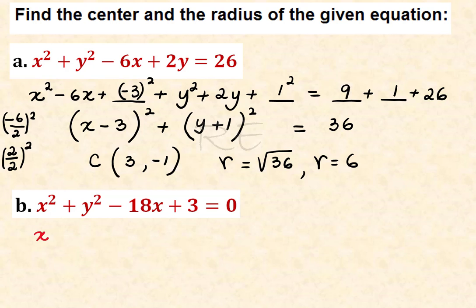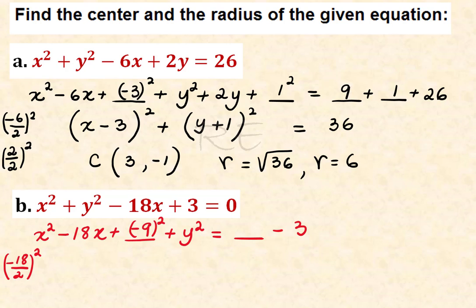Grouping the terms in x, we'll have x squared minus 18x plus the missing piece to complete the square, plus y squared, which is already a square, is equal to the missing piece, and then we transpose 3 minus 3. The missing piece is negative 18 over 2 squared, negative 9 squared, which is positive 81. And we're going to create the bubbles for the perfect squares. And 81 minus 3, 78. The first bubble, the binomial is x minus 9. The second bubble is y minus 0.